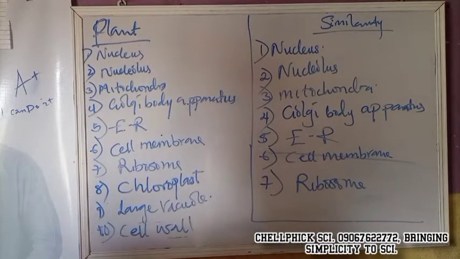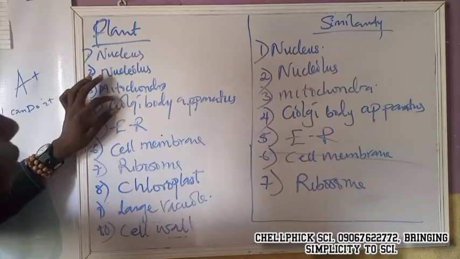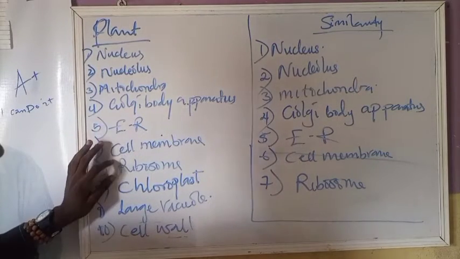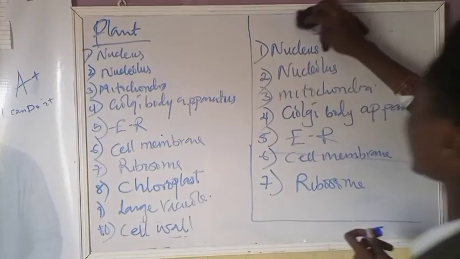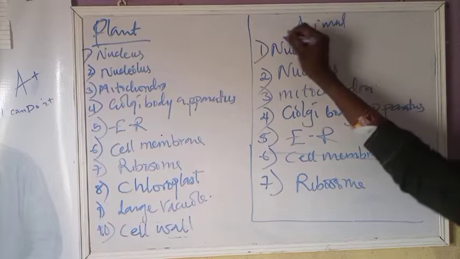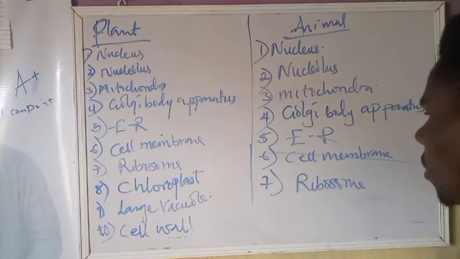So this is the plant cell: this is the nucleolus, this is the mitochondria, this is the Golgi body apparatus, this is the endoplasmic reticulum, this is the cell membrane. They have ribosome, they have chloroplast, they have a large vacuole. Let me use this for the animal cell so that you can see the comparison. You know these similarities, so they both have this, so I don't have to repeat it. I'll just continue. Number 8, what makes animal cell different?